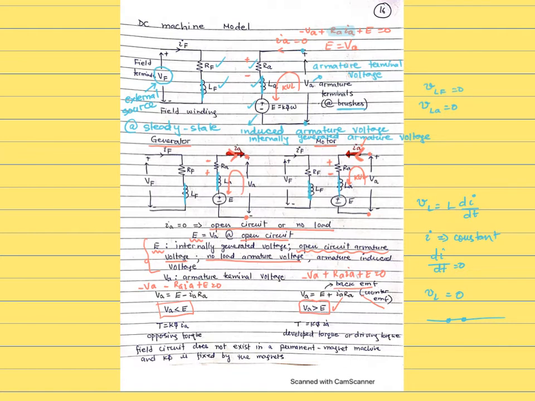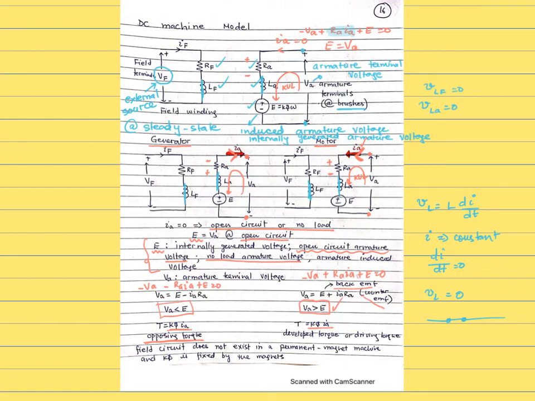In case of a generator, it is called the induced voltage. In case of a motor, it's called the back EMF, or counter EMF. The developed torque is given by K phi Ia. In case of a motor, it's called the developed torque because it is required to rotate the machine. In case of a generator, it is not required. It is in opposite to the external load torque, that's why it's called opposing torque.